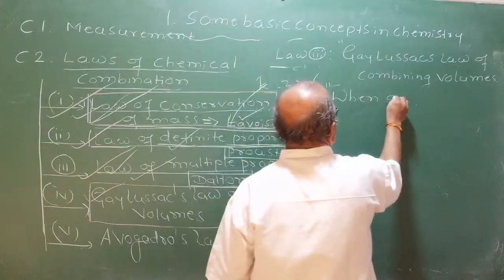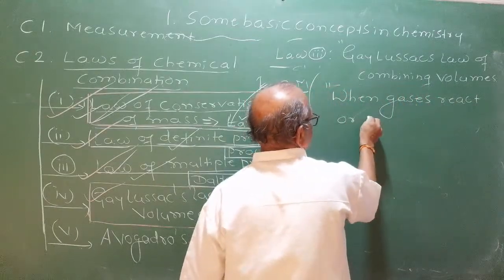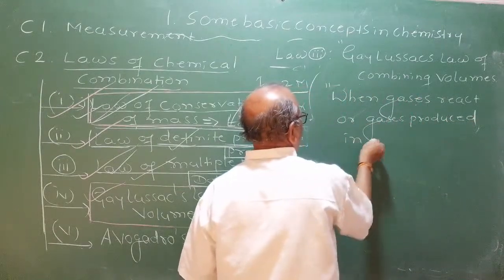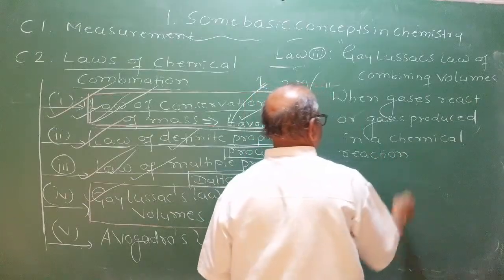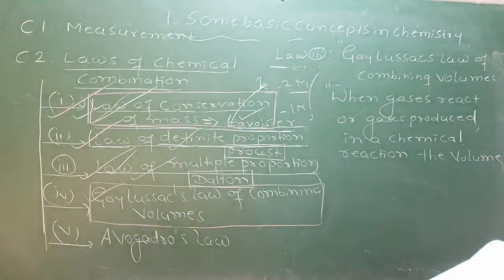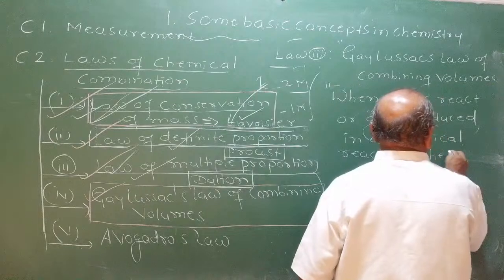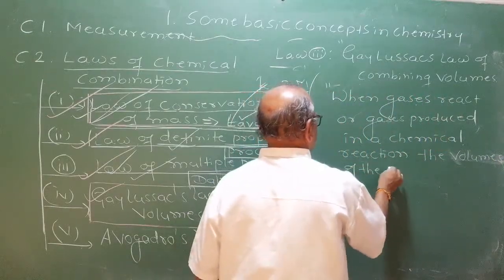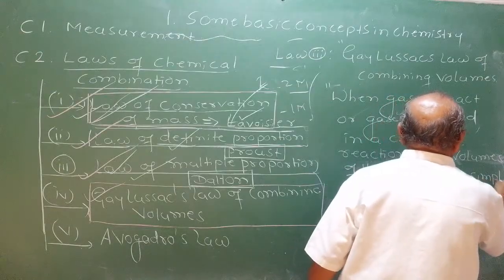When gases react or gases are produced in a chemical reaction, the volumes of the gases bear a simple whole number ratio.